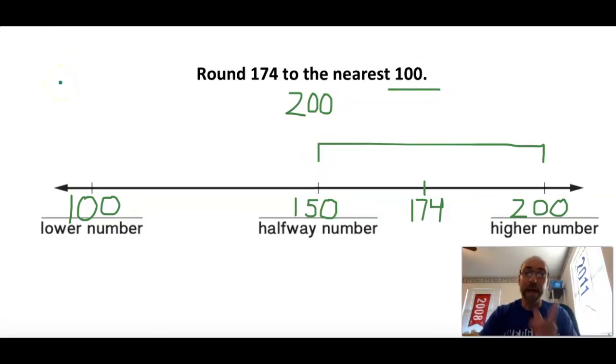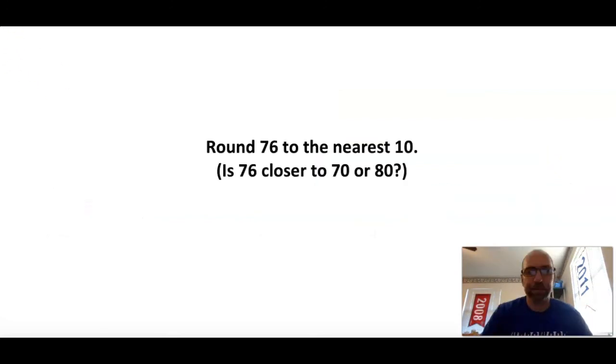All right, you're going to have a problem to try in Nearpod. You're going to be rounding a number. Let's see if you can do it. Let's see how you did on your question. Round 76 to the nearest 10. Is 76 closer to 70 or 80?